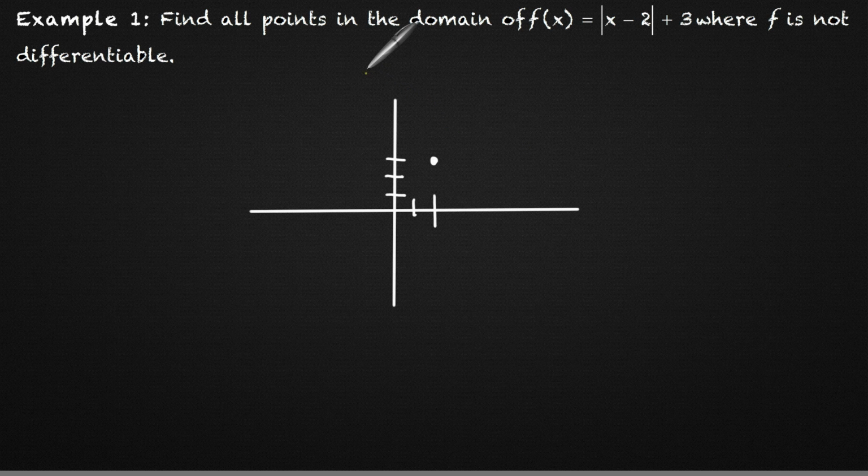And here we have a regular absolute value function. So here is our sharp corner right here, and that would be the place where it is not differentiable. So you'll say it's not differentiable at the ordered pair (2, 3).